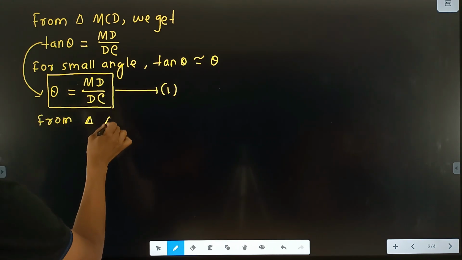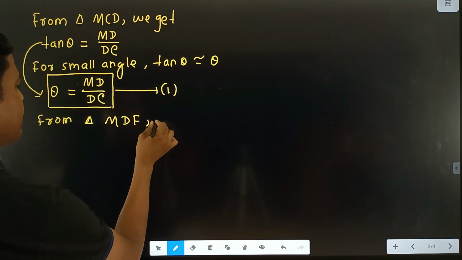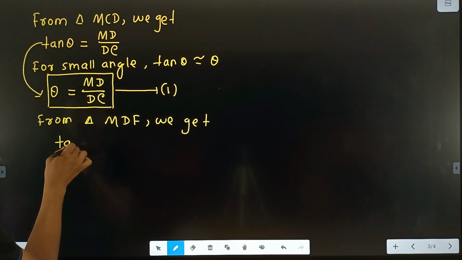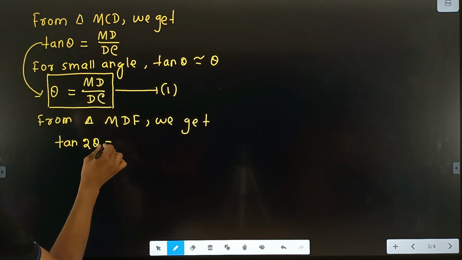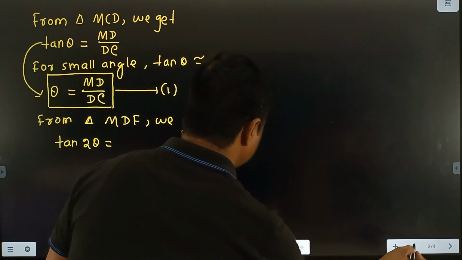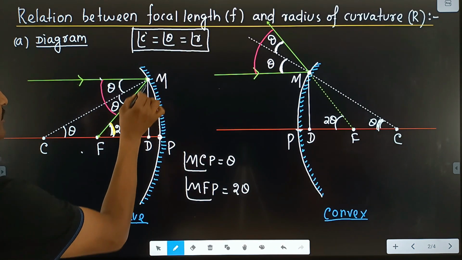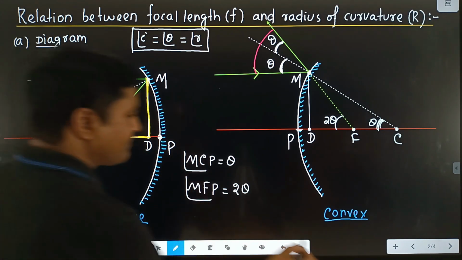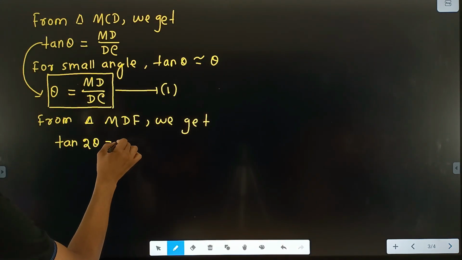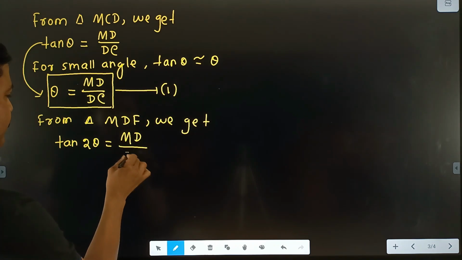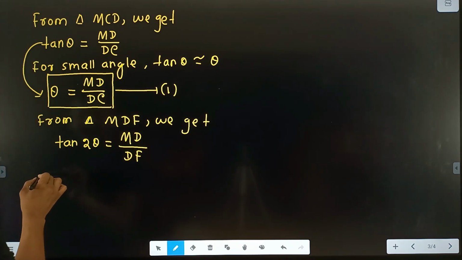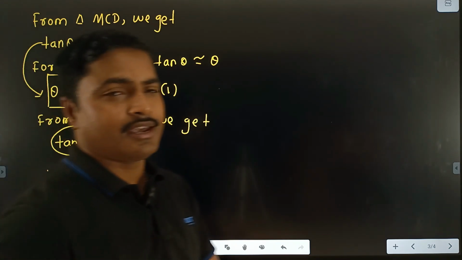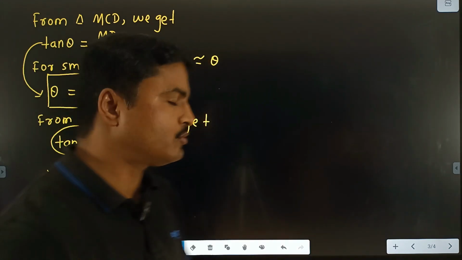From triangle MDF we get tan 2 theta is equal to front side of the angle, that is this one, MD divided by DF. We write MD divided by DF, and that implies in place of tan 2 theta, for small angle, we write 2 theta.